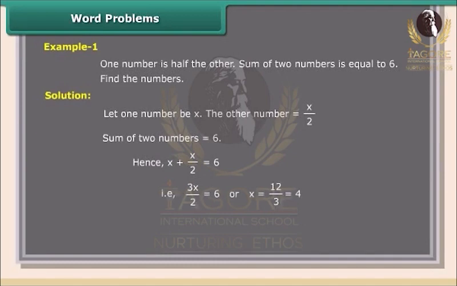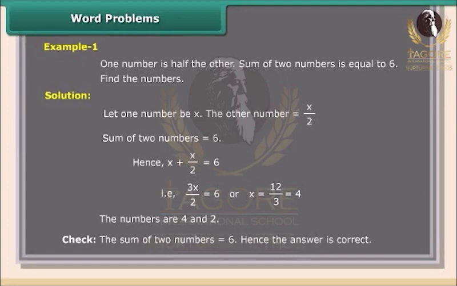That is, 3x/2 = 6, or x = 12/3, which is equal to 4. The numbers are 4 and 2. Check. The sum of the two numbers is equal to 6. Hence, the answer is correct.